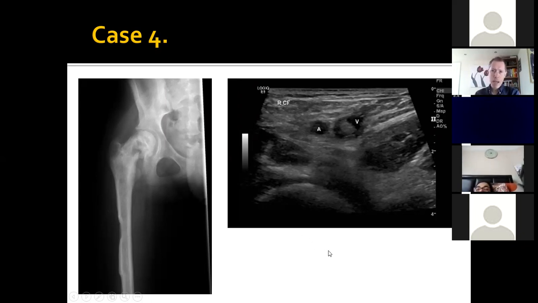femur. And the other figure shows ultrasound of the femoral veins, and you can see the artery marked, the femoral vessels, the artery marked with an A, and the femoral vein marked with a V, which contains thrombosis. So adjacent to the site of infection, there was a deep vein thrombosis.